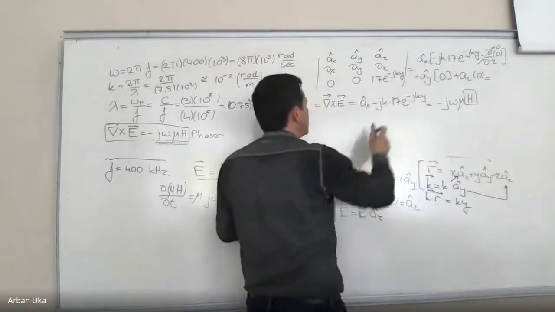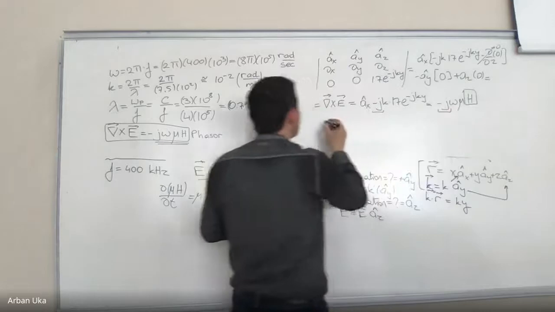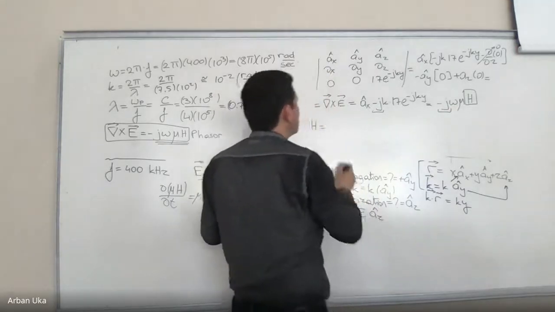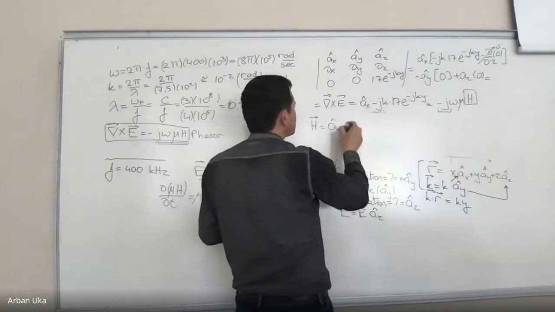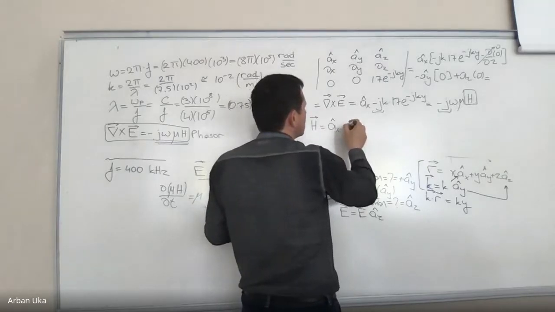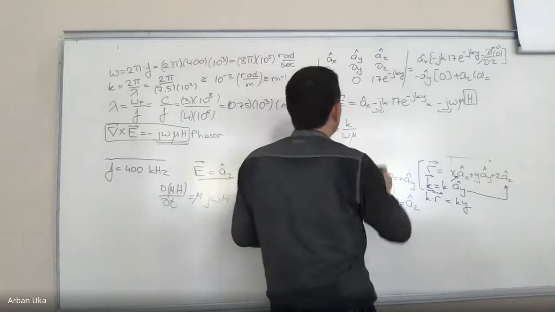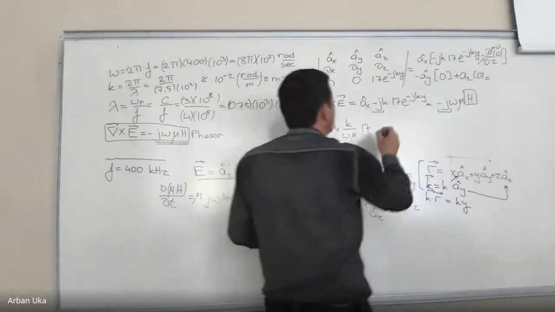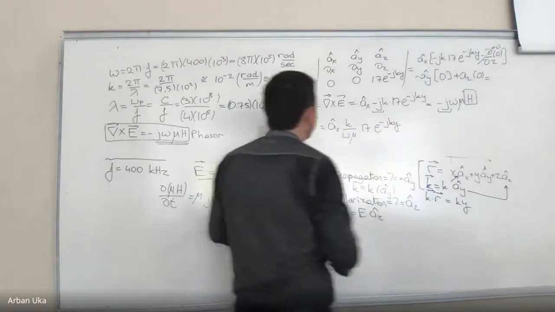And so the minus j, we cancel out each other. So we can say that H will be equal to, and apparently the direction of H is ax, and j is gone, this is k divided by omega divided by mu. Anything else? This is 17. And yes, e to the power minus jky.